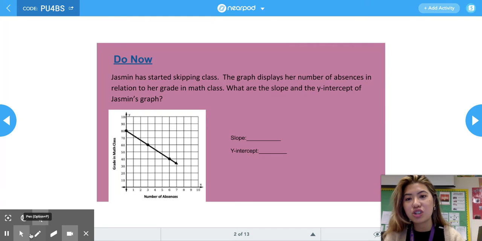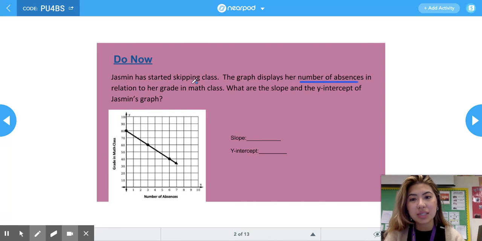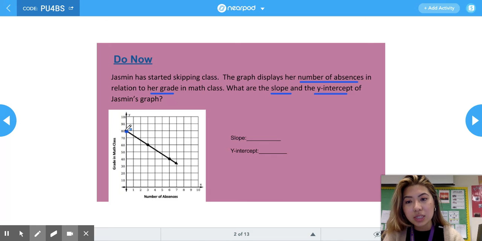Our do now reads, Jasmine has started skipping class. The graph displays her number of absences in relation to her grade in math class. So number of absences is our independent variable and her grade is our dependent variable. Since her grade depends on her number of absences, we have to figure out what is the slope and the y-intercept of Jasmine's graph. In this case, our y-intercept is the easiest thing to identify since it's the point at which the line crosses the y-axis, and that y-intercept is 80.